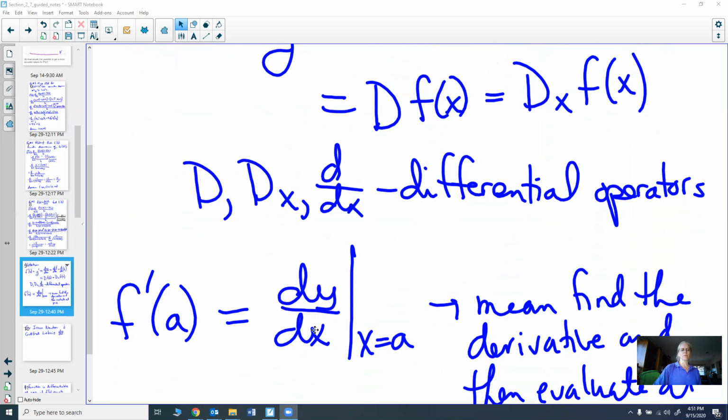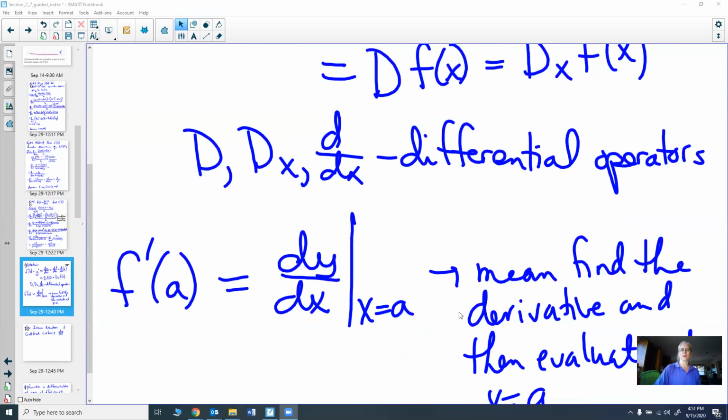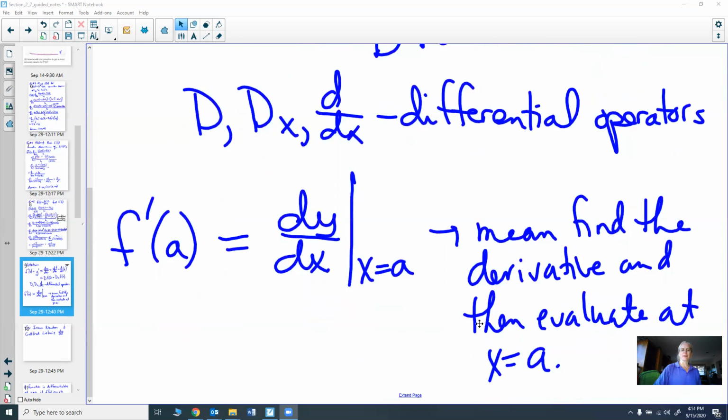If you want to use the dy dx notation, then you would write dy dx, but then there's no place to put the x equals a. So we actually put this vertical bar, and then we say x equals a. This means find the derivative and then evaluate that at x equals a.